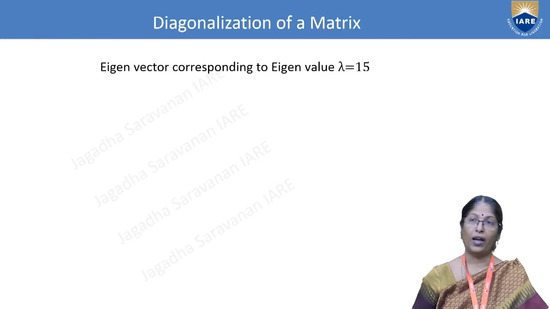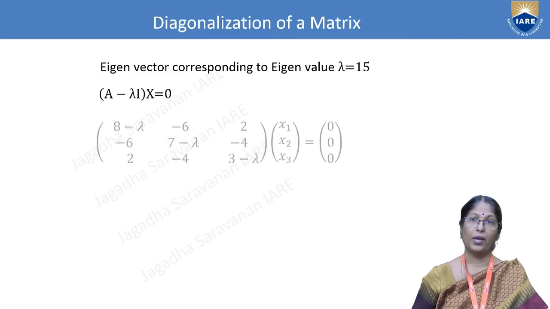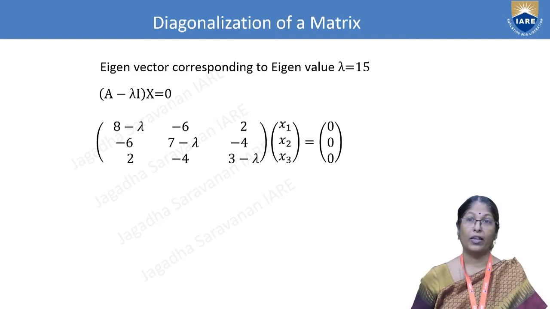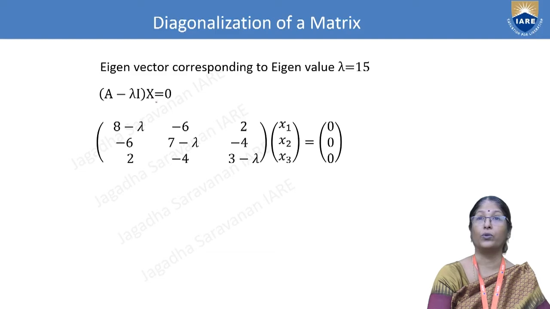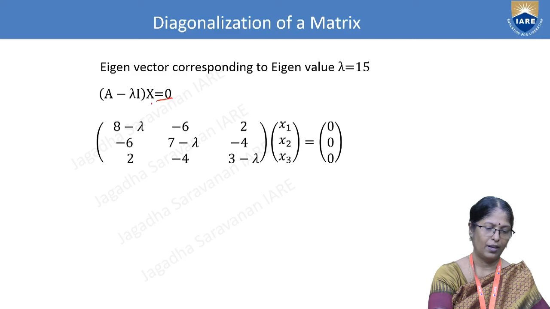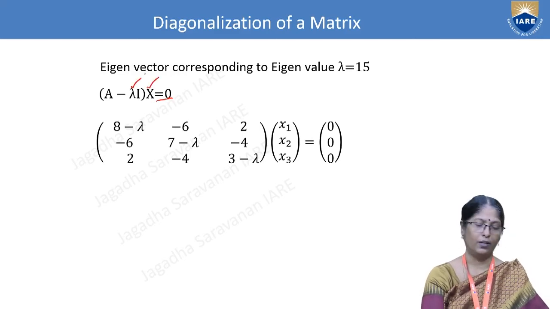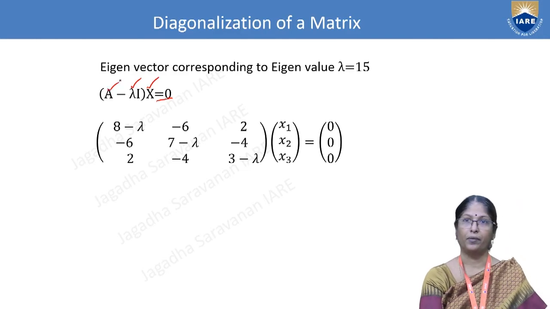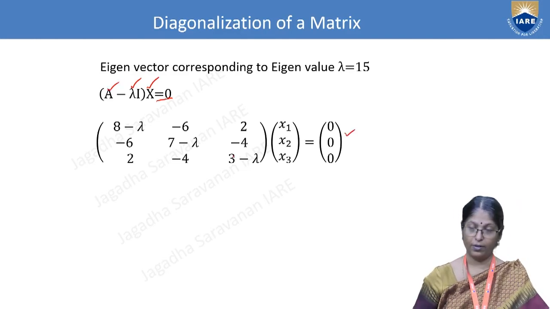We completed 0 and 3. The leftover is when lambda equals 15. So A minus lambda I, capital X equals 0. It is nothing but the non-zero solution xi of the homogeneous system, that means this equals 0. Who is the eigenvector? That is, X is the eigenvector for the eigenvalue lambda of the given matrix A. So this is as it is written.